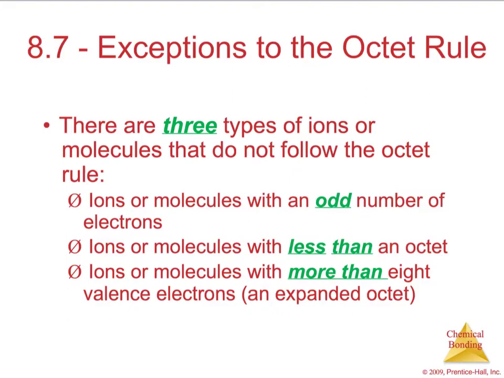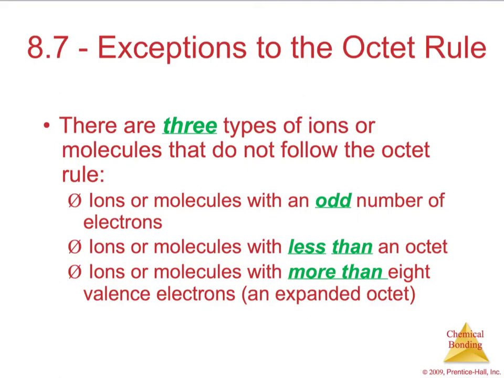All right, now we're going to look at section 8.7. 8.7 deals with the exceptions to the octet rule. If you remember back in section 8.2, I told you that the octet rule was a general rule of thumb, however, there were exceptions. Well, this is the section where we hit those exceptions. And if you want a more detailed explanation or want to read more about this, 8.7 actually starts on page 322.